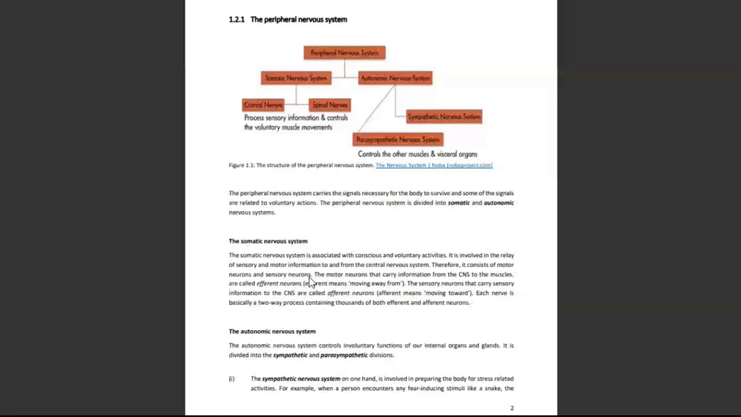The motor neuron carries information from the CNS. CNS stands for central nervous system, to the muscles. The motor neuron that carries information from the central nervous system to the muscles is also called an efferent neuron. Efferent means moving away from. The sensory neuron carries sensory information to the central nervous system. So let me explain this to make things much simpler.